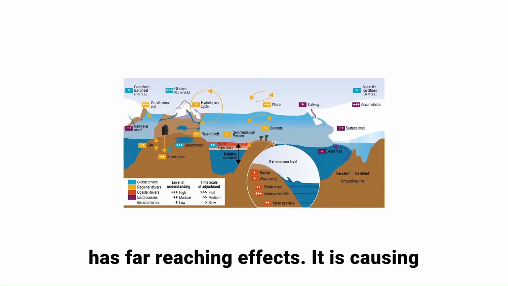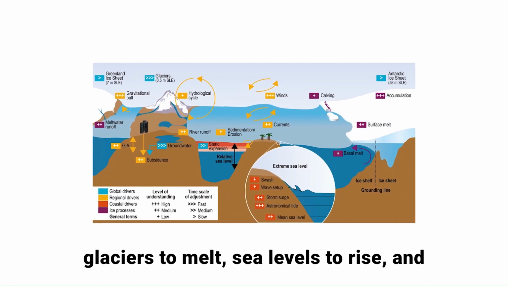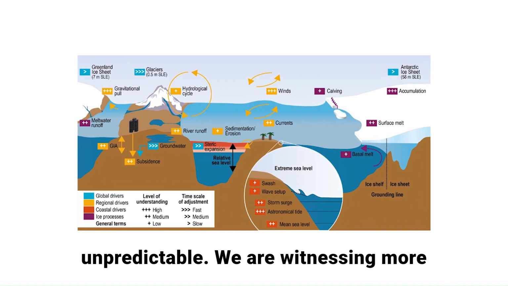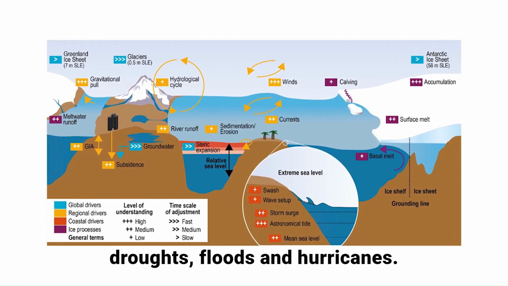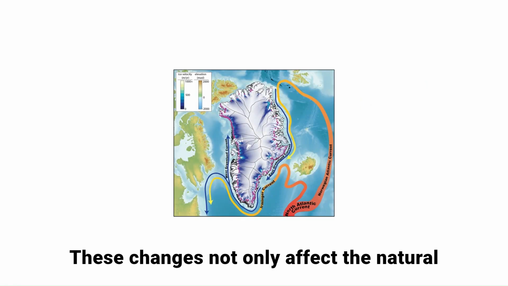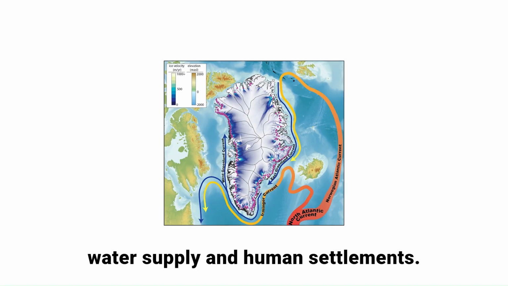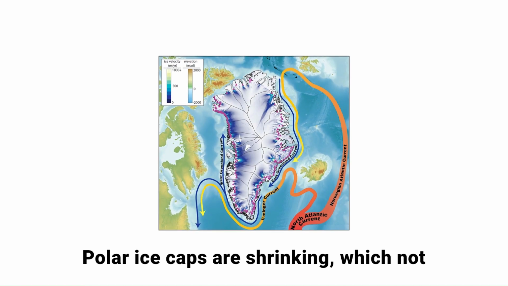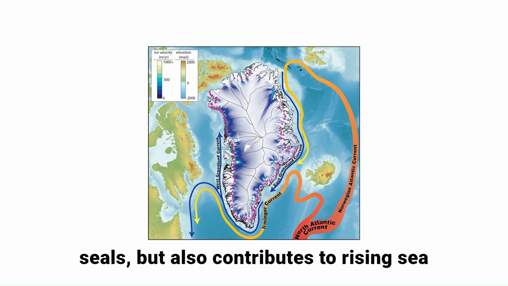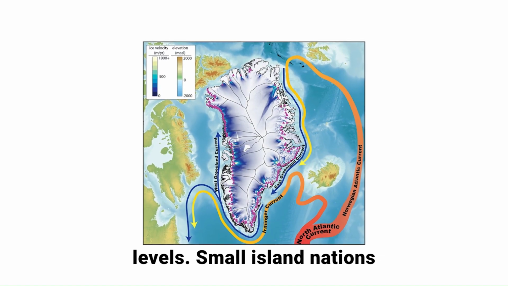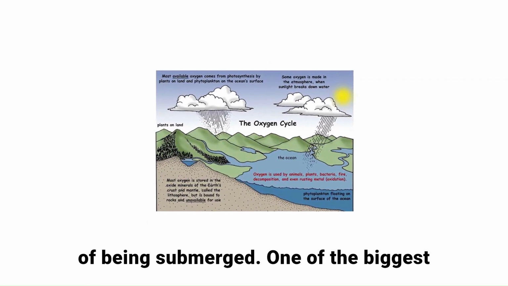Global warming has far-reaching effects. It is causing glaciers to melt, sea levels to rise, and weather patterns to become more unpredictable. We are witnessing more frequent and intense heat waves, droughts, floods, and hurricanes. These changes not only affect the natural world but also threaten agriculture, water supply, and human settlements. Polar ice caps are shrinking, which not only affects species like polar bears and seals but also contributes to rising sea levels. Small island nations and low-lying coastal regions are at risk of being submerged.